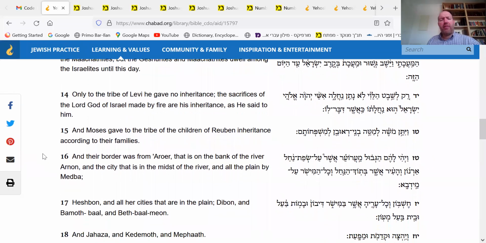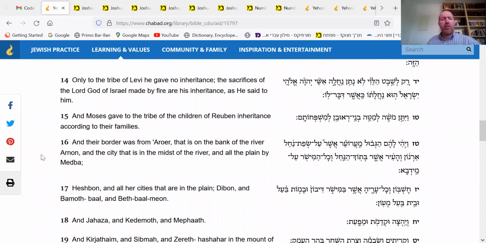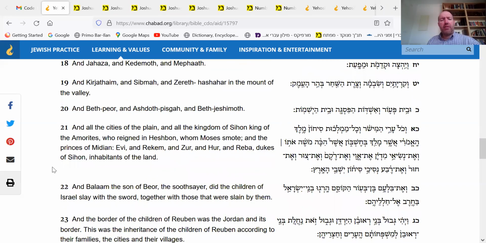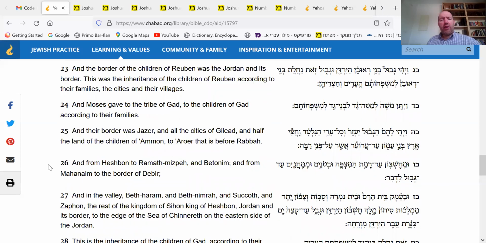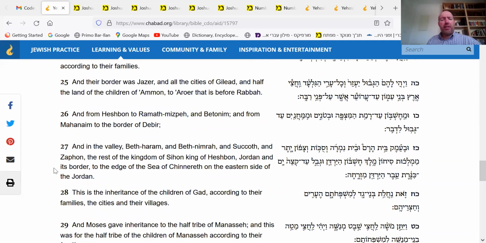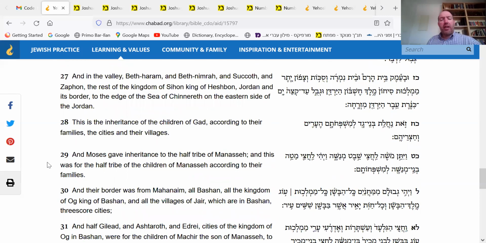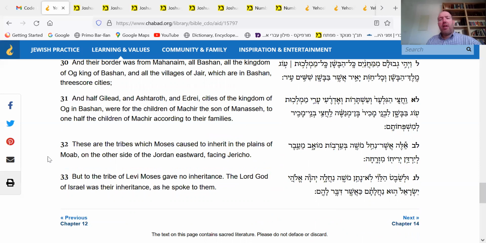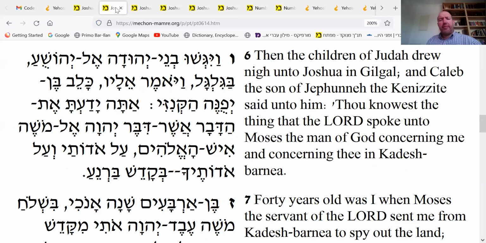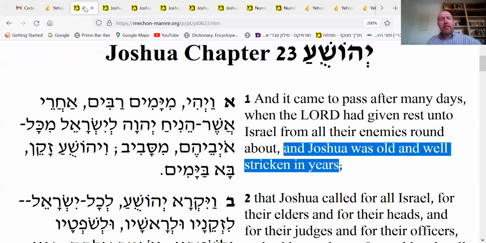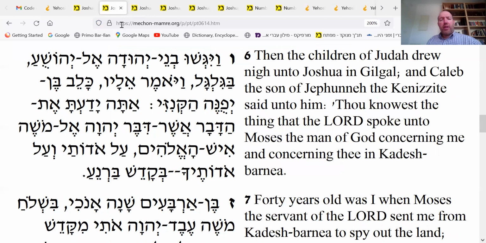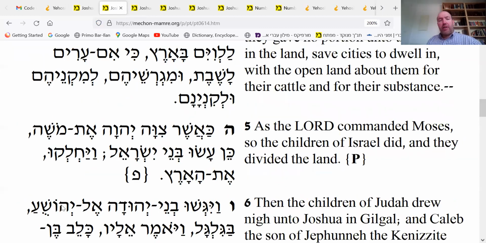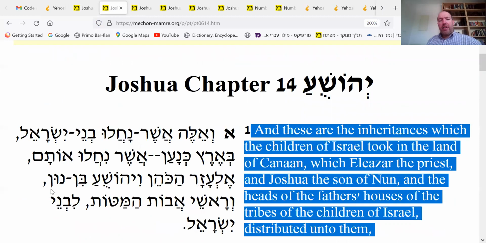So we read again, and Moses gave to the tribe of the children of Reuben inheritance according to their families, and there's specification, the continuation of the chapter, of the areas that were inherited, and also the tribe of Gad and the areas that were given to them, and also the inheritance of the half tribe of Manasseh. And like I said, this is a theme that runs throughout the book. We can find it, for example, also in the crossing of the Jordan, right, where it's mentioned explicitly.